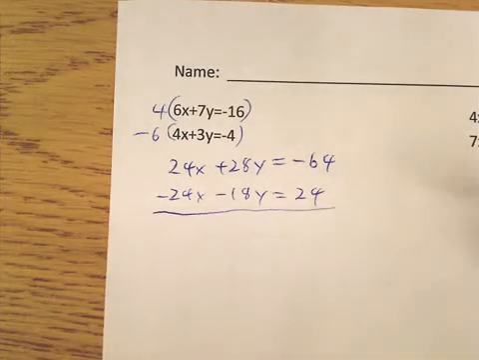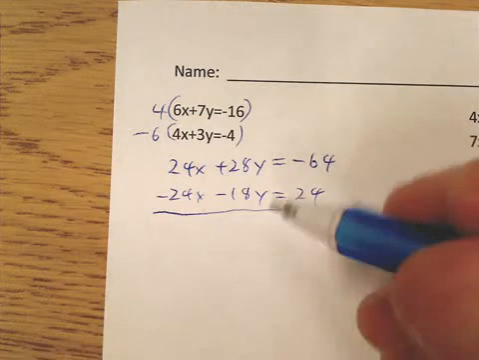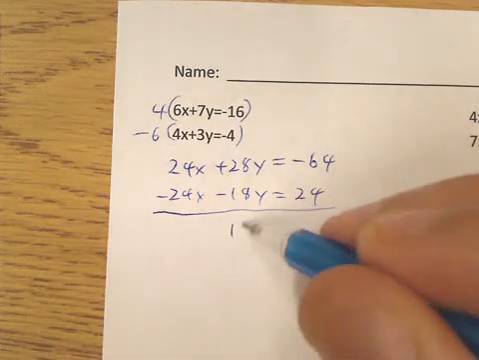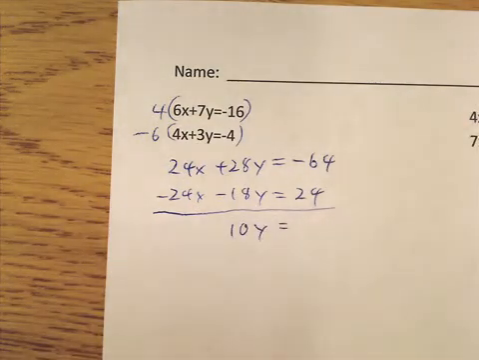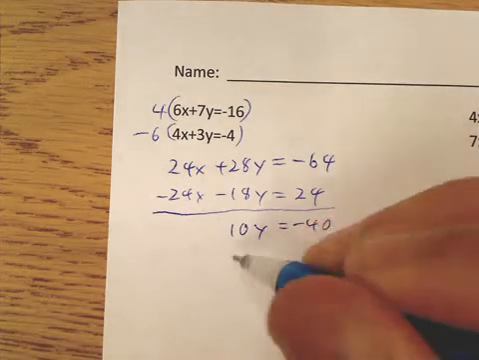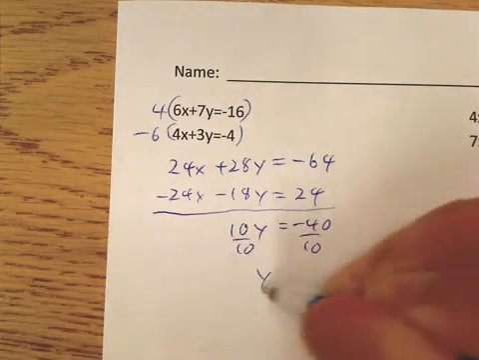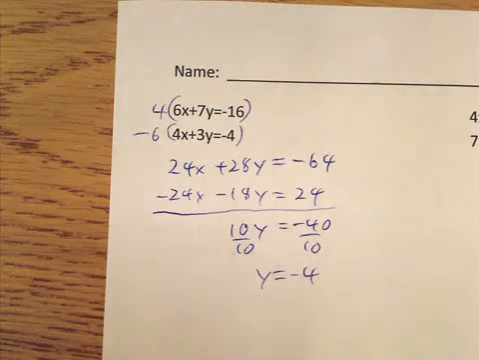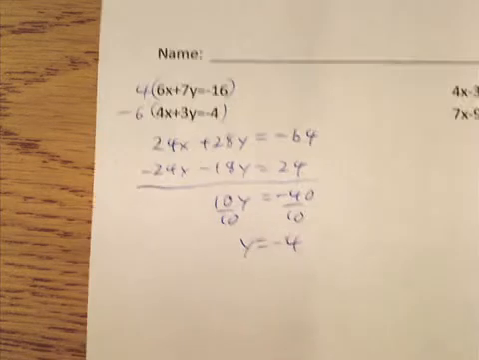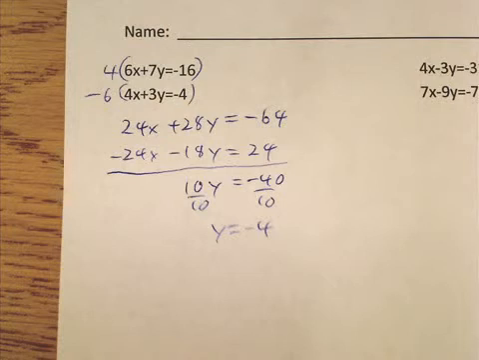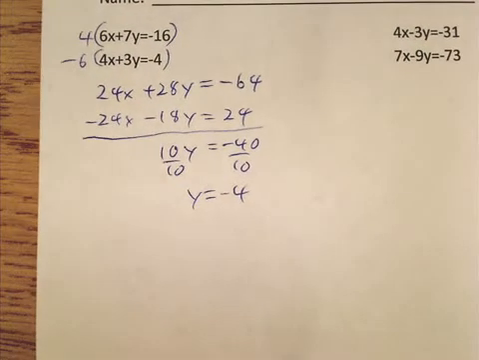All right, so let me go ahead and add these up. 28 minus 18 is 10y. Negative 64 plus 24 is negative 40. Divide by 10, and I get y equals negative 4. Remember, most of the time, if you got an answer yesterday, so long as it came out evenly, that was a pretty good clue that you did it right.